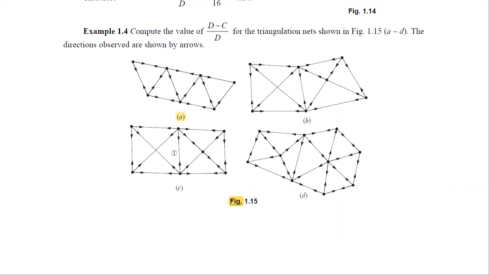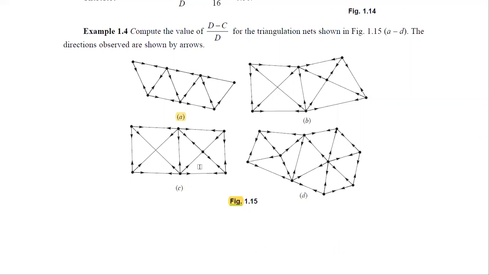Now we'll count the number of lines. How many lines are there? First we'll count 1, 2, 3, 4, 5 and 6. So 6 for this side and 7, 8, 9, 10, 11, 12, 13. Now we'll see how many lines have been observed in one direction only. You can clearly see this line and this line.